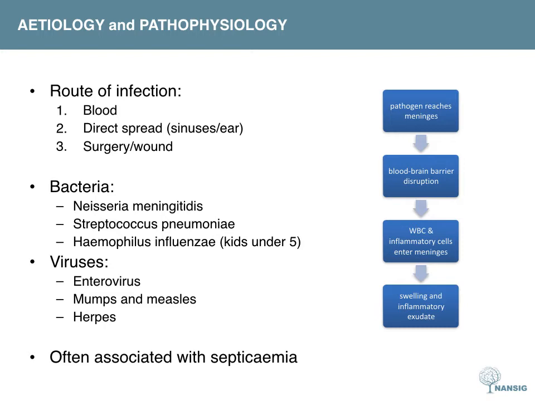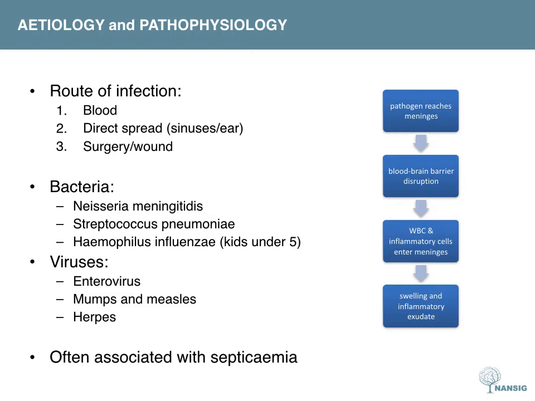In terms of bacterial meningitis, many bacteria can cause the illness, but the most common are Neisseria meningitidis, Streptococcus pneumoniae, and in children under the age of 5, Haemophilus influenzae. For viral meningitis, enteroviruses, mumps and measles viruses, and herpes viruses are the most common causative pathogens. Viral meningitis is not usually as severe as bacterial meningitis.